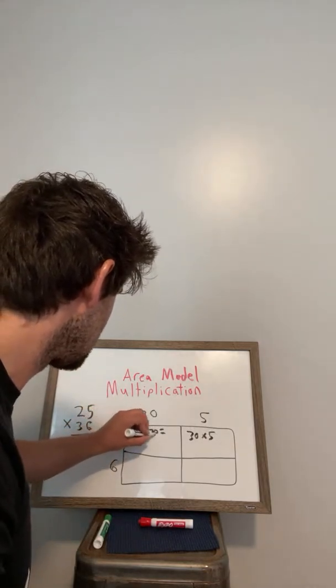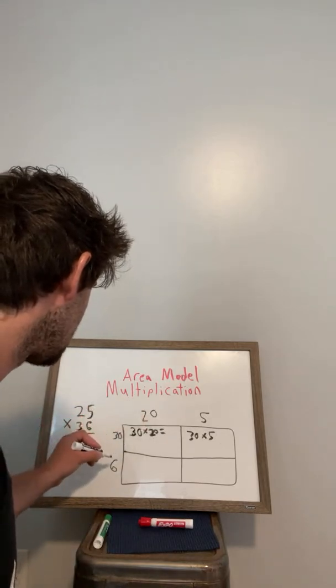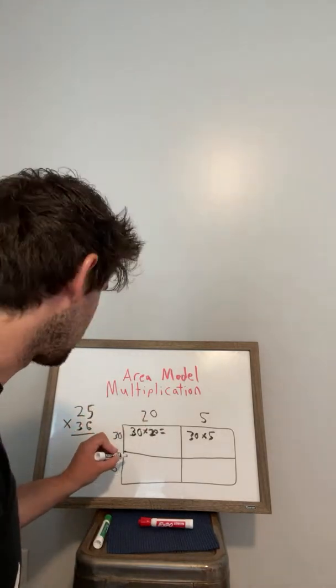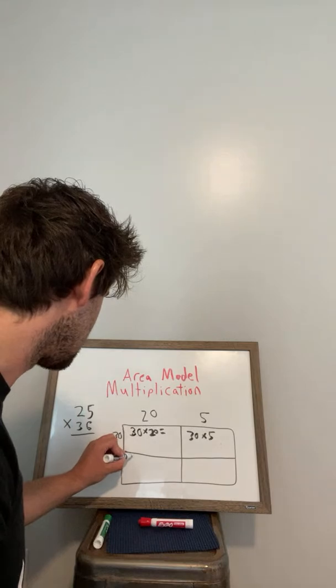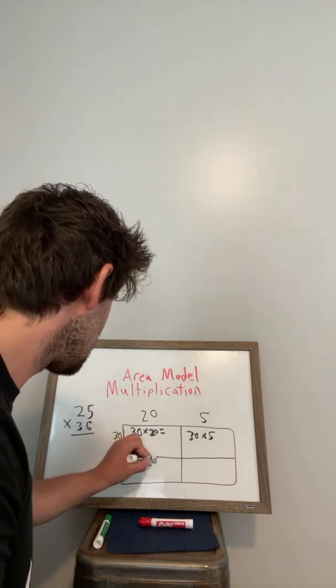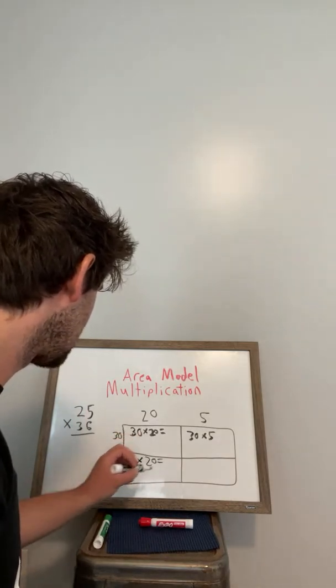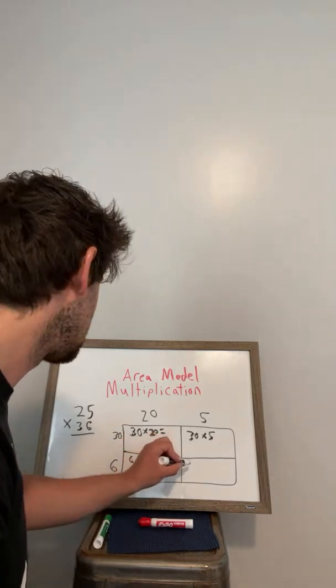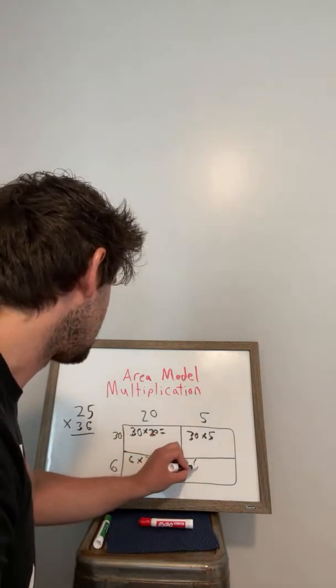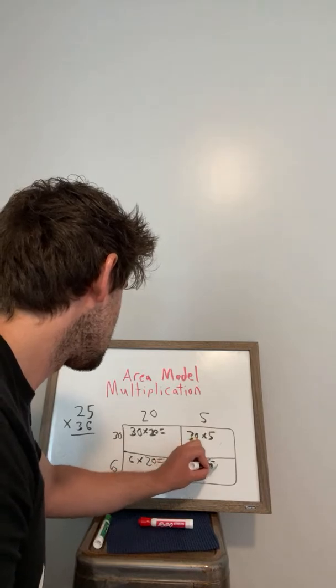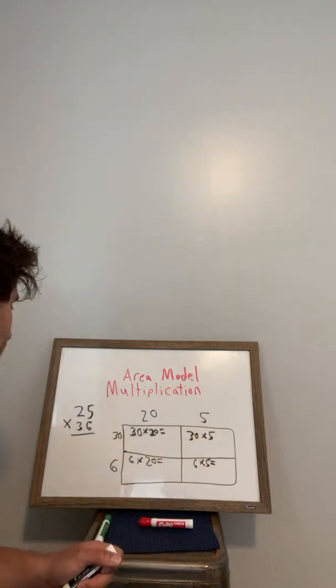30 times 20, 30 times 5. Here you're going to multiply 6 times 20. Over here it's going to be 6 times 5.